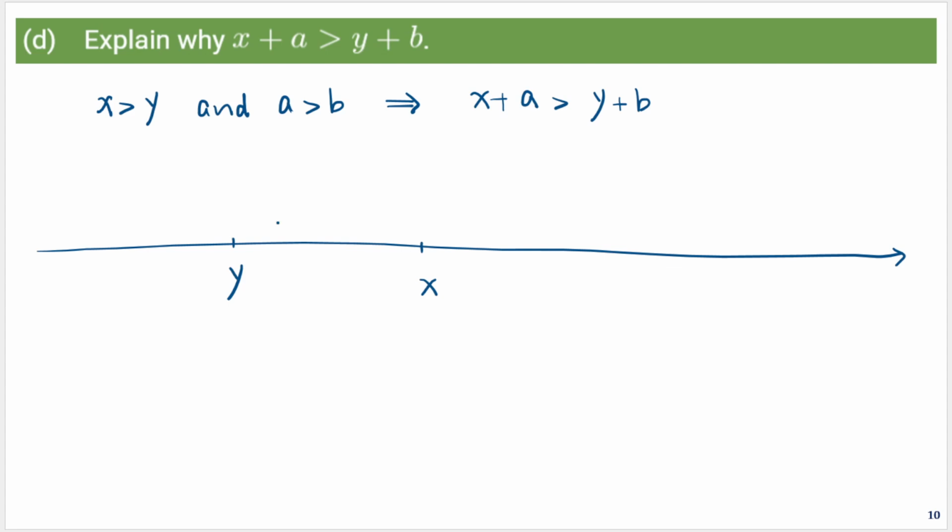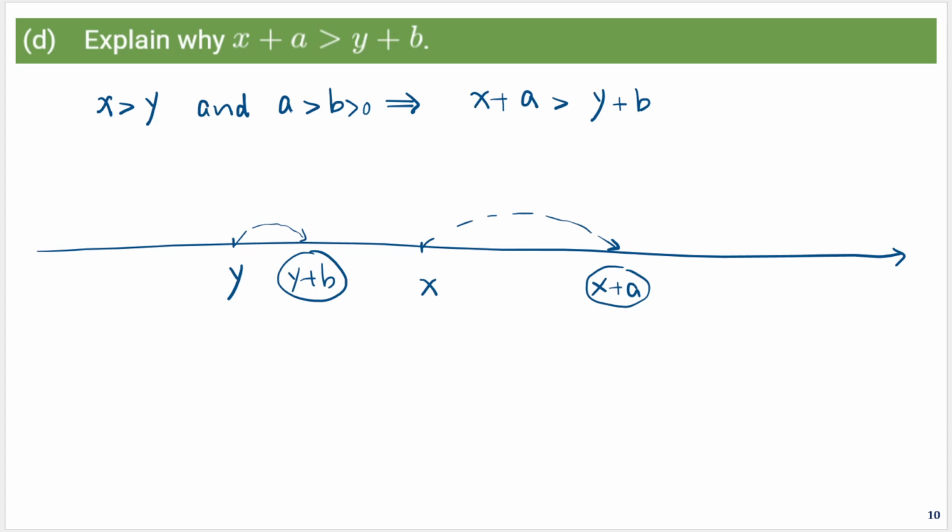Adding a to x moves more to the right than adding b to y. So suppose this is y plus b. Then x plus a must be somewhere here. The distance between x and x plus a is greater than the distance between y and y plus b, right? Since x started to the right of y, the number x plus a must also be to the right of y plus b, right? Therefore, if x is greater than y and a is greater than b, which is greater than 0, we will always have x plus a is greater than y plus b.